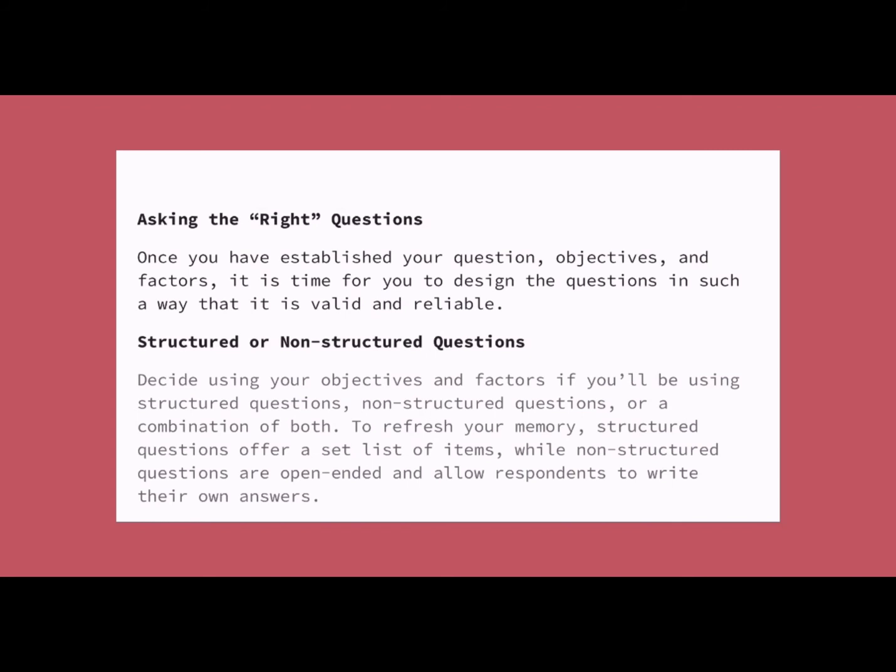Asking the right questions. Once you have established your question, objectives, and factors, it is time for you to design the question in such a way that it is valid and reliable. So, valid means kailangan specific or clearly understood, and it's about the accuracy of a measure. While reliable is about test, retest reliability, also about the consistency of a measure. So the researcher has to brainstorm and compose the preliminary question.